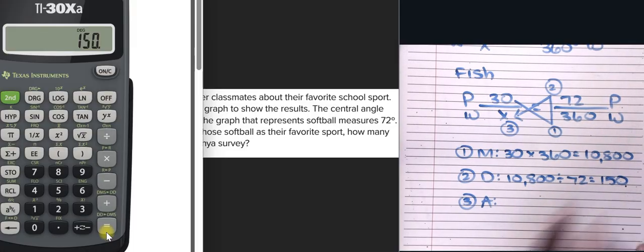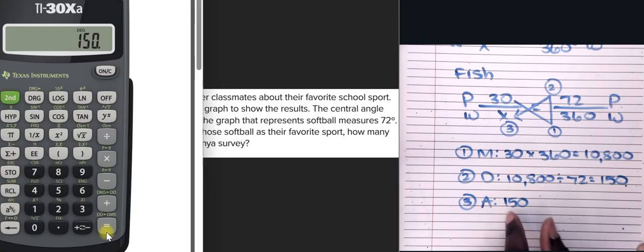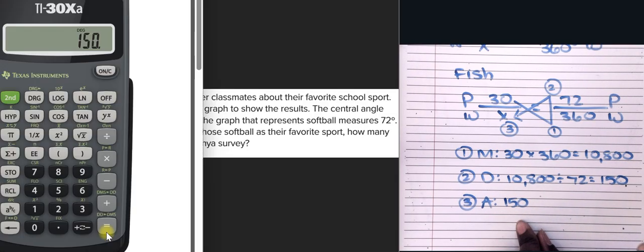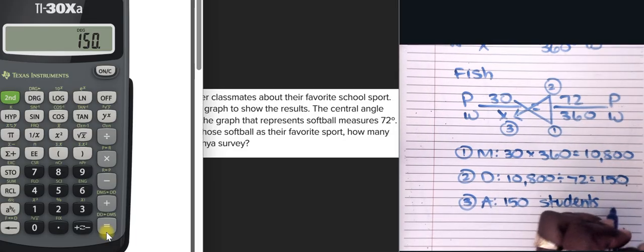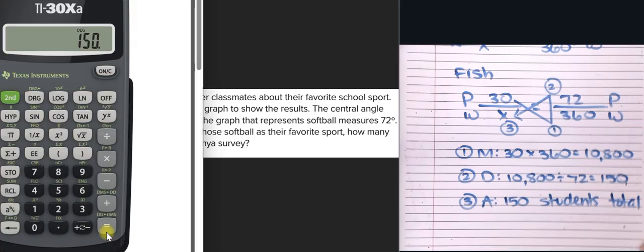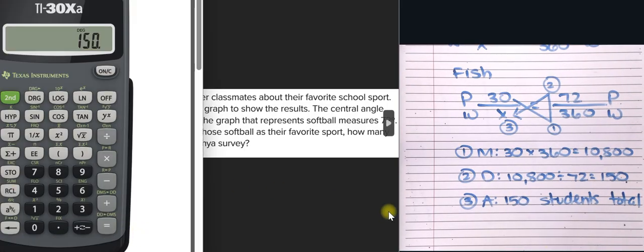Now your final stop is to take that number and plug it on line 3 for the answer, and the only thing that's missing is the unit. So 150 what? Students, total. All right, so there is our answer.